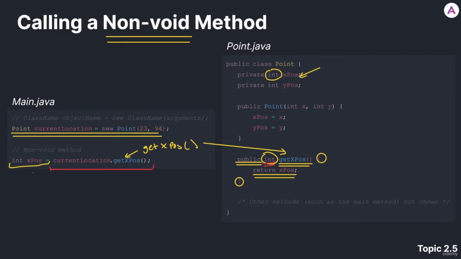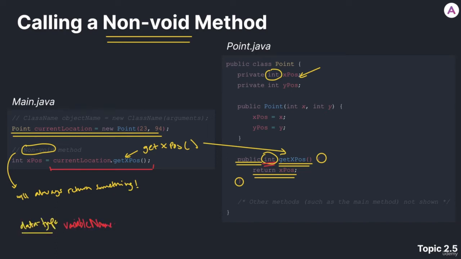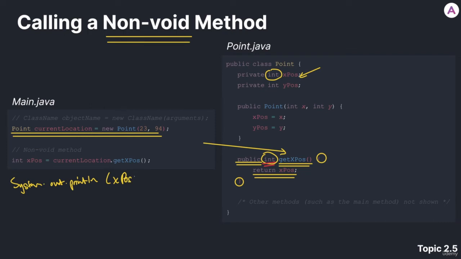If we go back to the Main.java file, we're actually doing this. You can see that we're setting an integer in this file called expose, and we're setting it to the value of currentLocation.getExpose. This is perfectly valid because a non-void method will return something. It will always return something. So we can very well have that data type that it's going to return. And then we could also have a variable name equals, and then this right here, the object dot the method. It's valid Java syntax to store the output of currentLocation.getExpose, which is going to be an integer, to a variable.